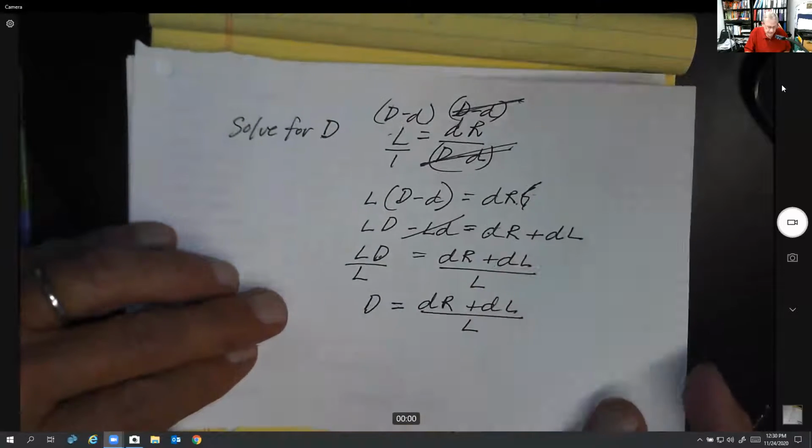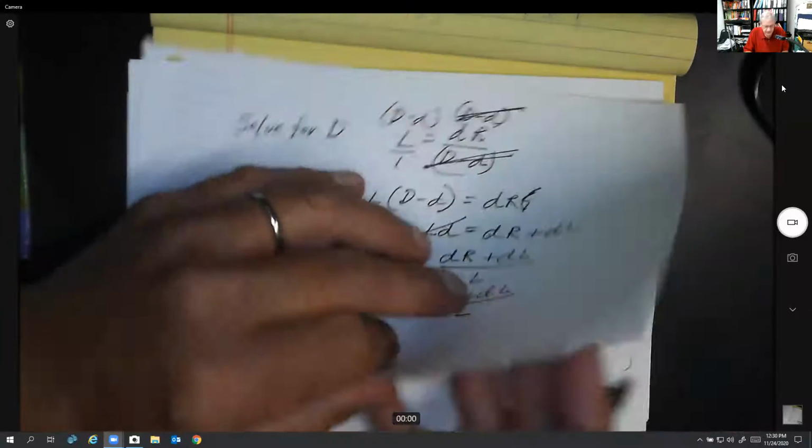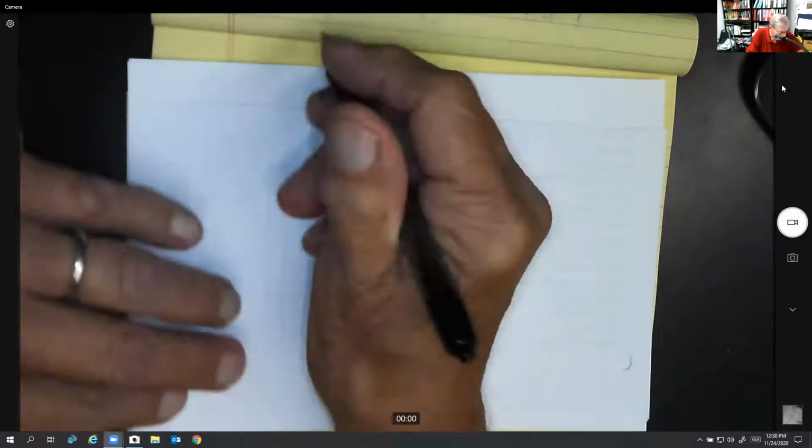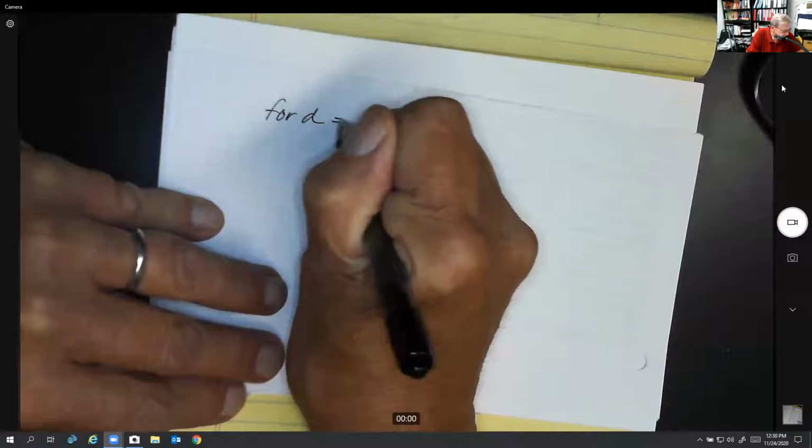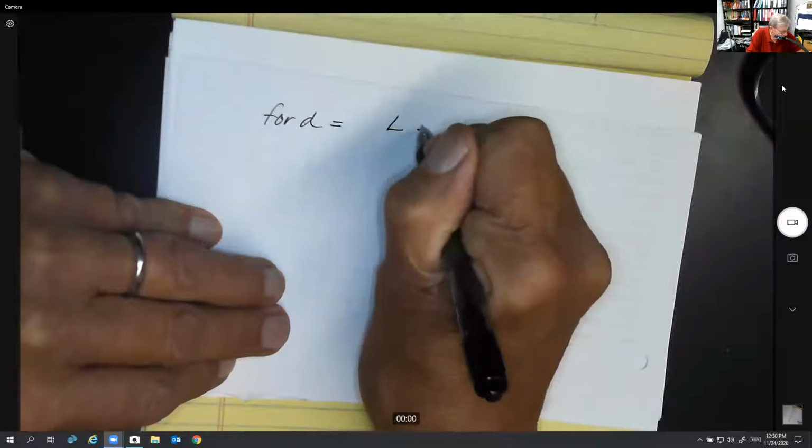Now, we're going to take basically the same problem, and now we're going to solve for small d, little d. So let's write this problem again.